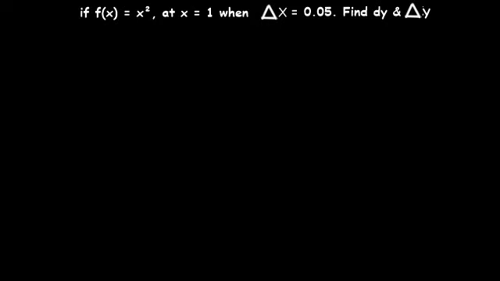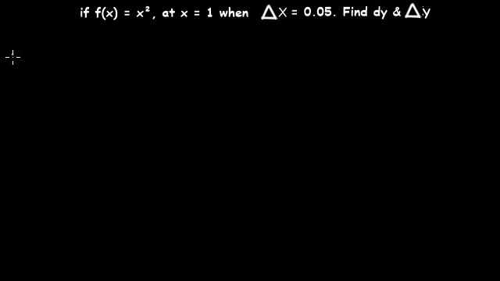On to example number 3. If a function f of x equals x squared, at x equals 1, when delta x equals 0.05, find dy and delta y. So what do you think we are going to do in this case? Well, here's what you need to know.